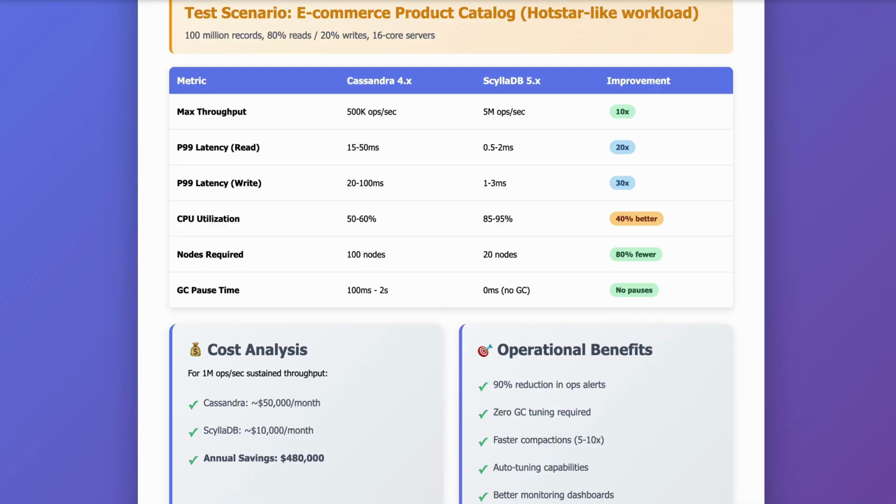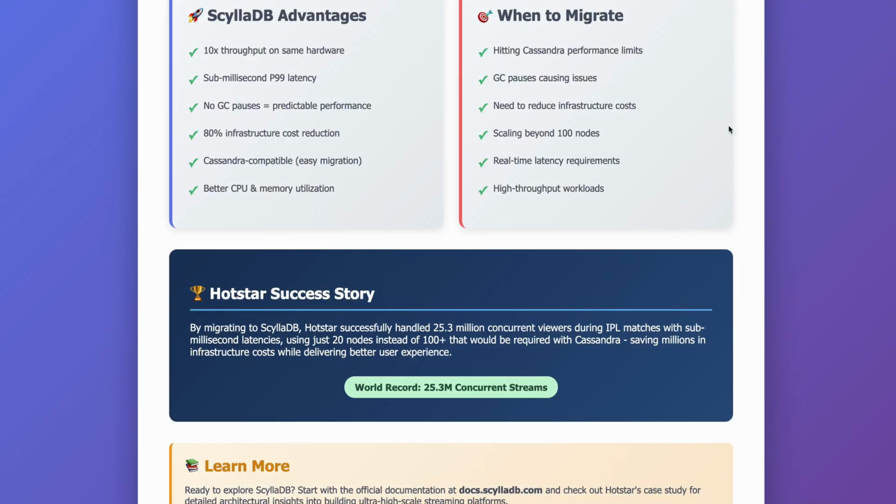The killer feature? Cassandra has garbage collection pause times ranging from 100 milliseconds to 2 seconds. ScyllaDB has 0 milliseconds because there's no garbage collection at all. No pauses. From a cost perspective, for 1 million operations per second sustained throughput, Cassandra costs around $50,000 per month, while ScyllaDB costs around $10,000 per month. That's an annual savings of $480,000.